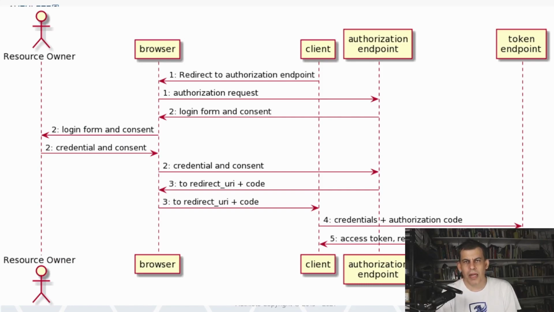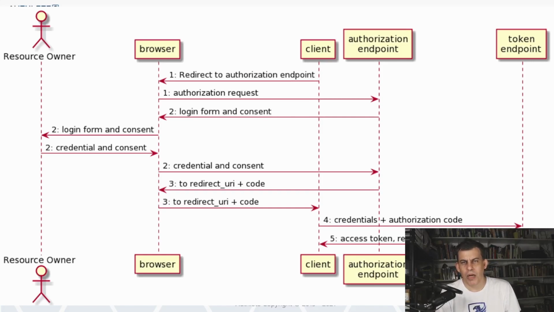This is a timeline description of the interaction between the same components. Time goes by from top to bottom, and the same components shown on the earlier diagram are now on the columns. On the third column, there's a client, and it starts the authorization code flow by redirecting the browser to the authorization endpoint.